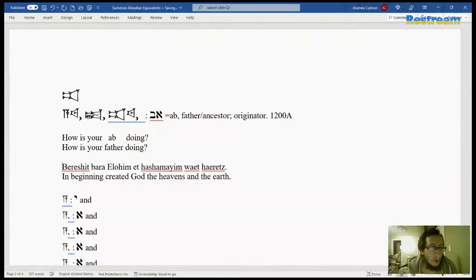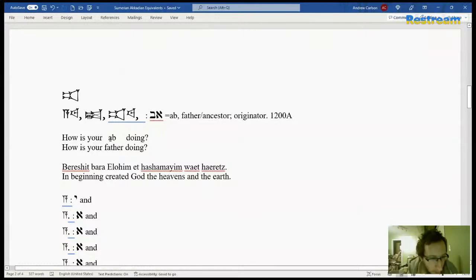So even though we spelled it as Bereshit, we're pronouncing it as in beginning. And even though we spelled it as bara, we're pronouncing it as created. Even though we spelled it as Elohim, we're pronouncing it as God. So that's how it works in Akkadian. If we were taking the Hebrew word ab and using it to mean father, we would say father instead of saying ab. So that's what the Akkadians did.